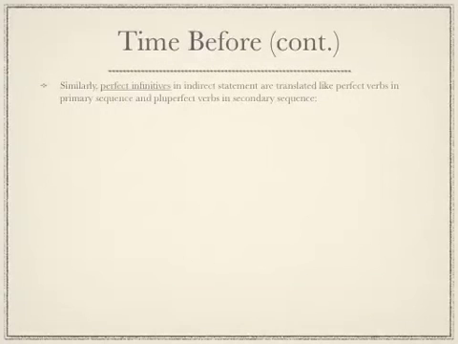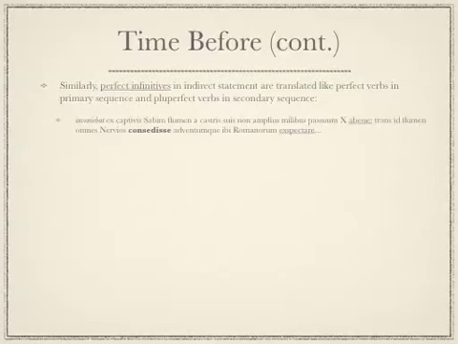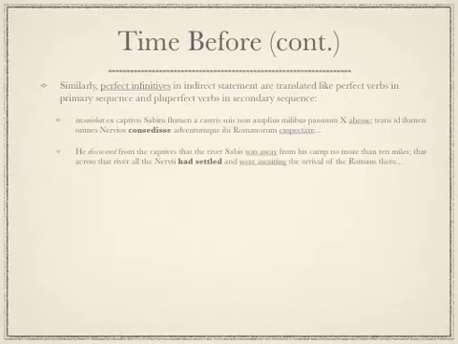All right, carrying on with this, we're looking at perfect infinitives in indirect statement. Right? He discovered, first of all, here's a present infinitive, that the Sabis River was not farther away from the camp than 10 miles. Across that river, all of the Nervii had settled and were awaiting the coming there of the Romans there. Okay, so they had settled, prior action, and were awaiting, contemporaneous action.